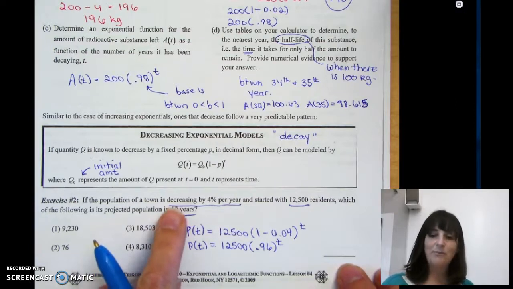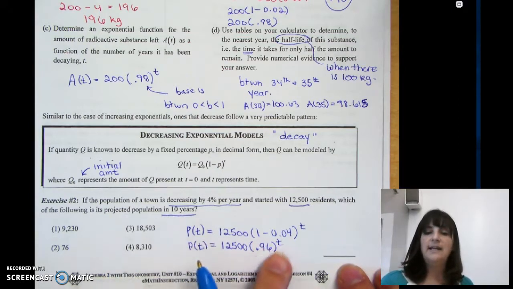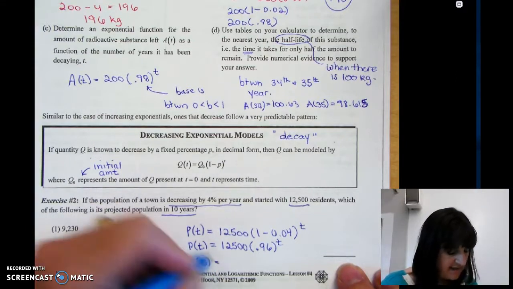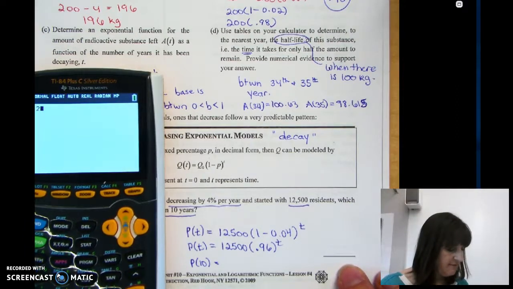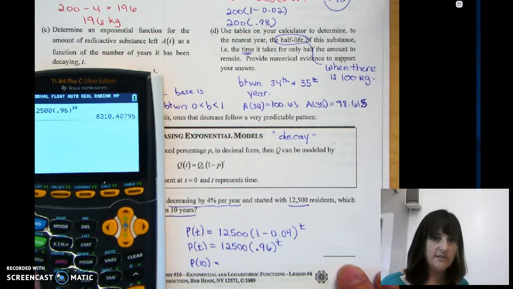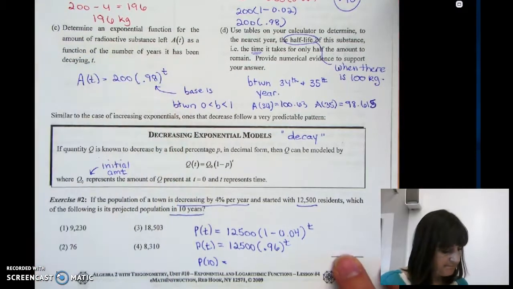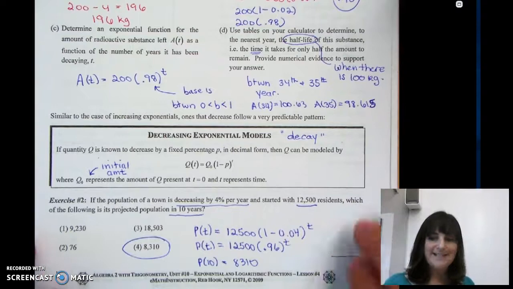All right, now we're not done with this problem. It doesn't just ask us to find the formula. We want to figure out what will be the population, what will be the output when the input is 10 years. So that's P of 10. We'll need the calculator to do this. So I can just take 12,500, multiply it by 0.96 raised to the 10th power, and that's 8,300. There we go, you can see the full number now. 8,310, and this is people, so let's round it to the nearest whole number. So 8,310, and that's choice number 4. Let's keep going.